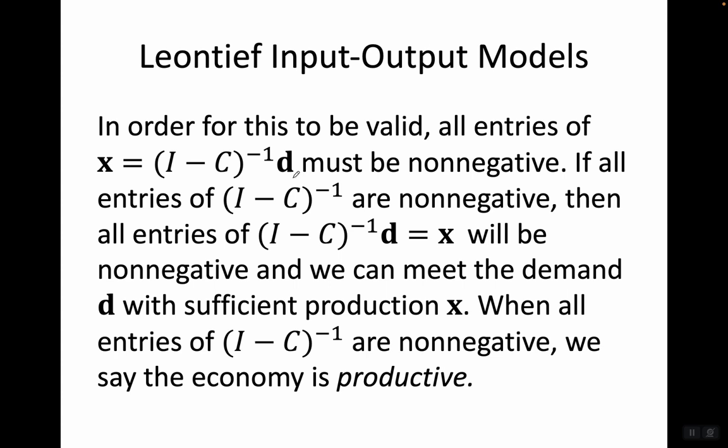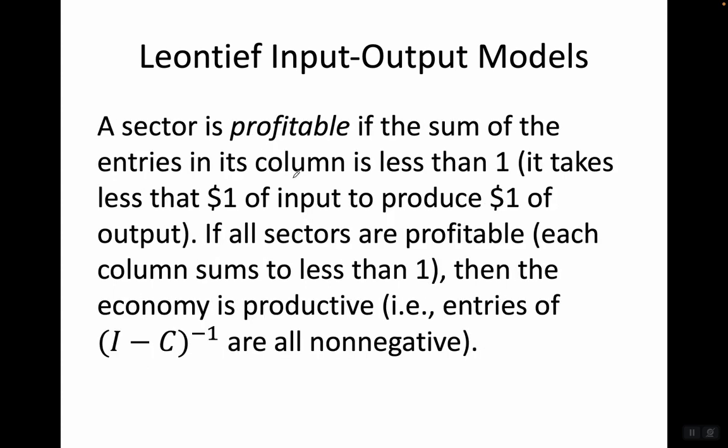In order for this to be valid, all entries of X, that is I minus C inverse D, must be non-negative. If all entries of I minus C inverse are non-negative, then all entries of I minus C inverse D equals X will be non-negative. And we can meet the demand D with sufficient production X. When all entries of I minus C inverse are non-negative, we say the economy is productive.